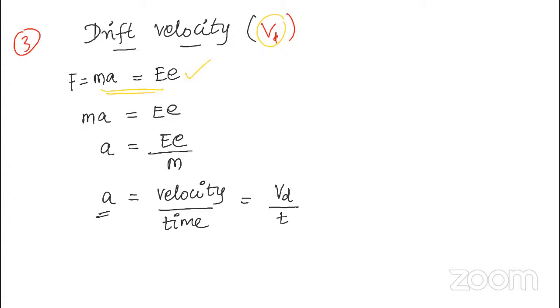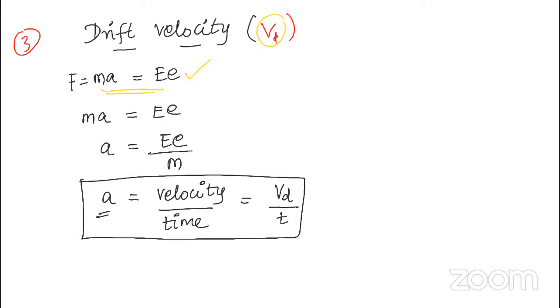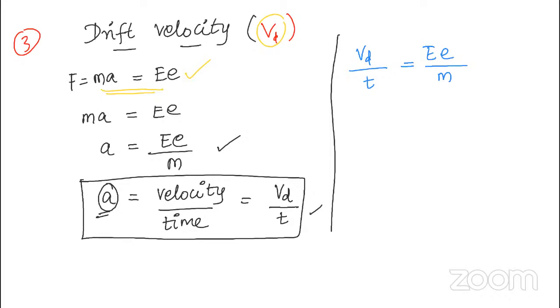So for A we write the rate of change of velocity, that is acceleration, which is velocity by time, V_D divided by T. Now we connect the two equations: V_D divided by T is equal to E e divided by M. What we need is the value of V_D, so V_D is equal to E e T divided by M.